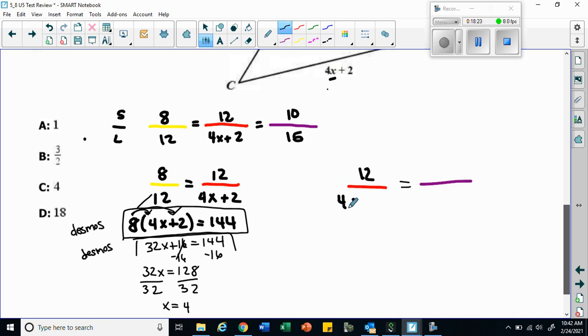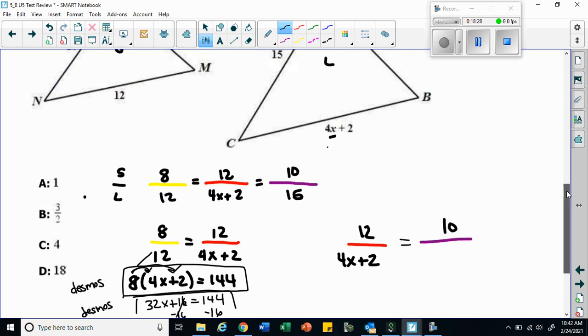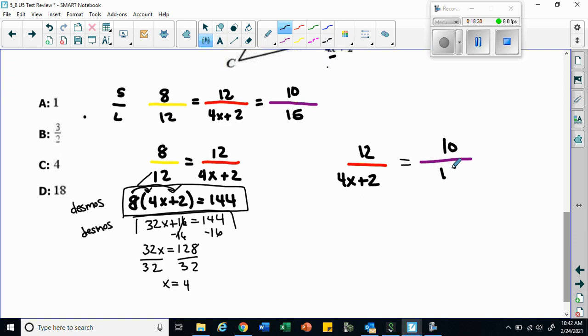So this is 4x plus 2 over 12, and this is 10 over 15. All right, let's do the math. We're going to cross multiply. So we're going to do 10 times 4x plus 2 equals 12 times 15, that's 180. Now we're going to distribute, so this is going to be 40x plus 20 equals 180.